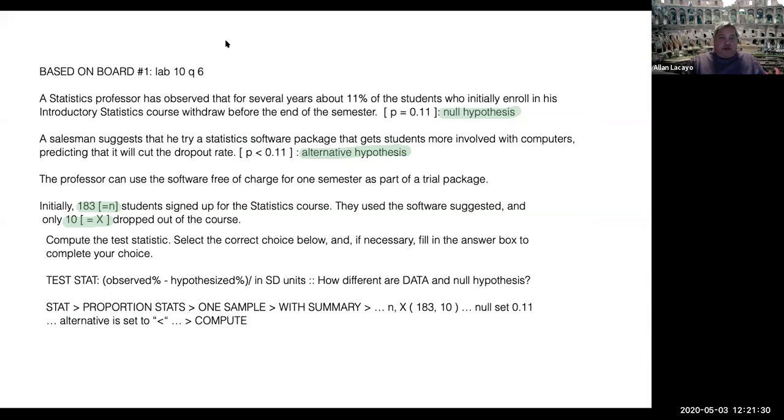Okay, so when we do all the math here, we figure out that the belief is that P is 11%. The data means we observe only a 5.6% drop rate with software used. That's what the data says.